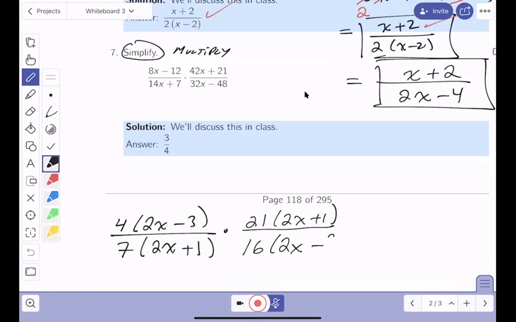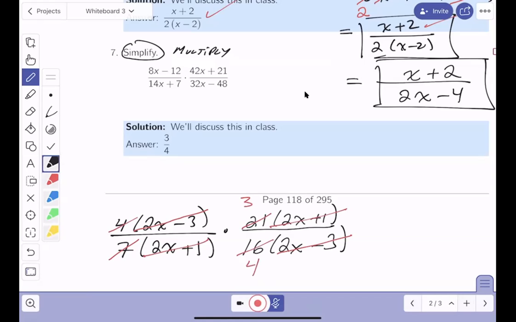16 times 2X minus 3. Now, before I go crazy with it, I want to point out there are a lot of factors immediately that are identical on top and the bottom. For example, 2X minus 3, 2X minus 3, 2X plus 1, 2X plus 1. Now, I'm left with a bunch of numbers, and certainly I'm not opposed to multiplying them, but I still want to reduce it. And I'm seeing something. 7 goes into 7 once, and it goes into 21 3 times. 4 goes into 4 once, and it goes into 16 4 times.